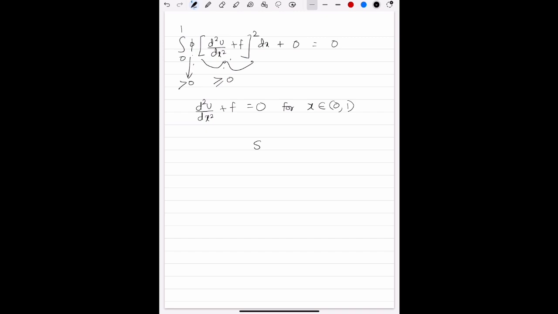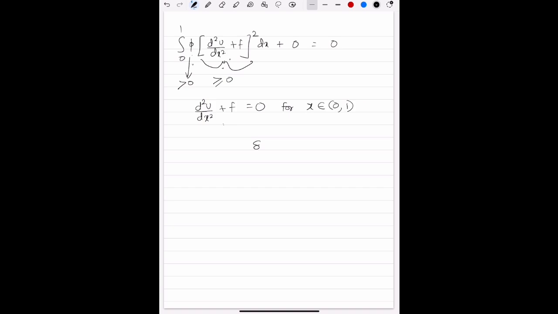Let's say there is some interval delta within 0 to 1 in which d2u by dx square plus f of x is not equal to 0, and this term is equal to 0 everywhere outside of delta. Now within delta, we know that d2u by dx square plus f is not equal to 0, and hence its square, that is this term over here, must be greater than 0 or strictly positive. We already know that phi is greater than 0, and hence the product of these two terms must be greater than 0 within delta, and hence its integral should also be greater than 0 within delta.